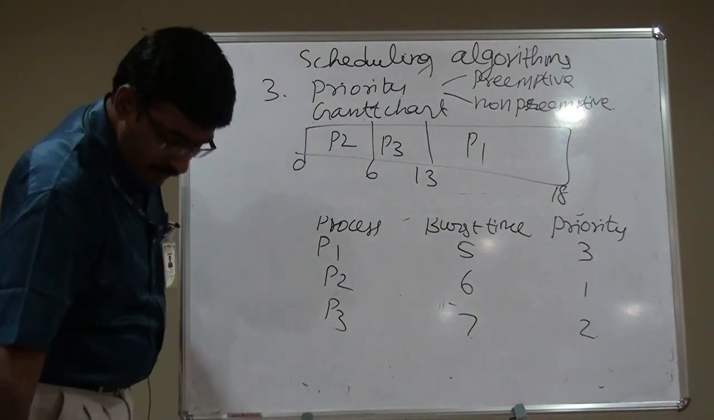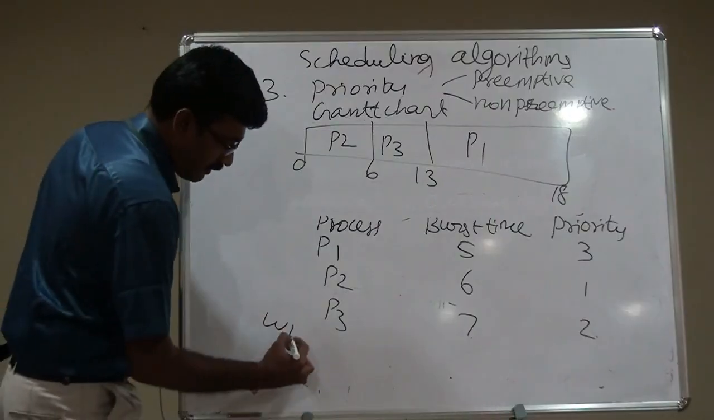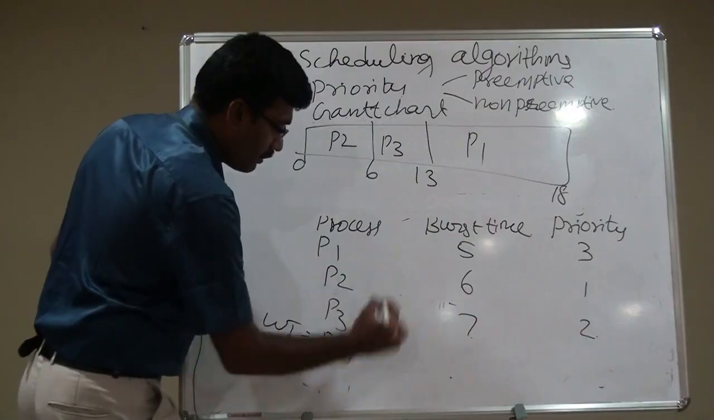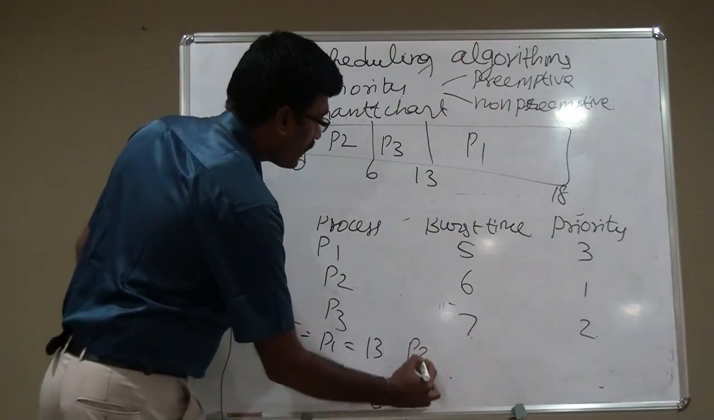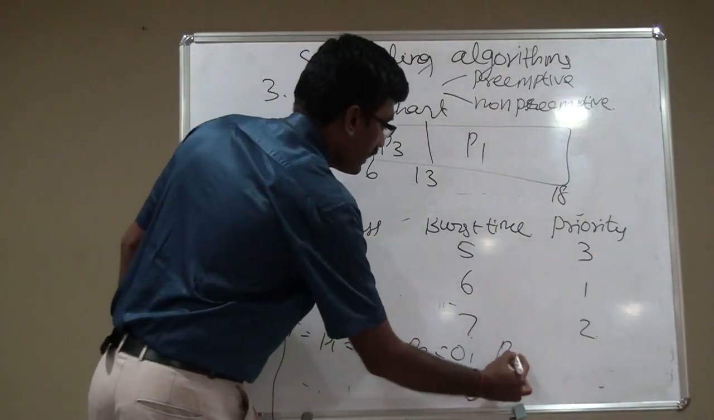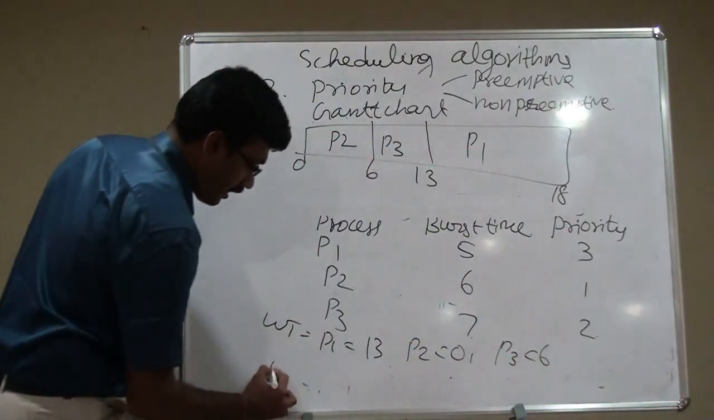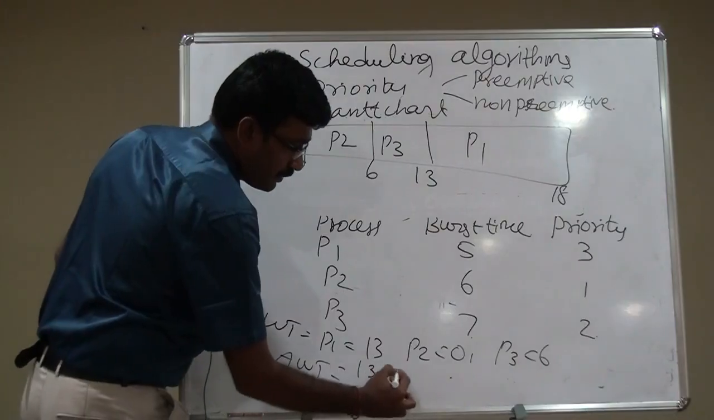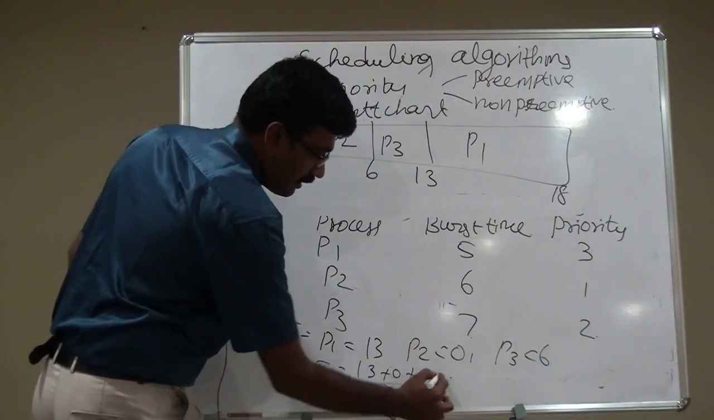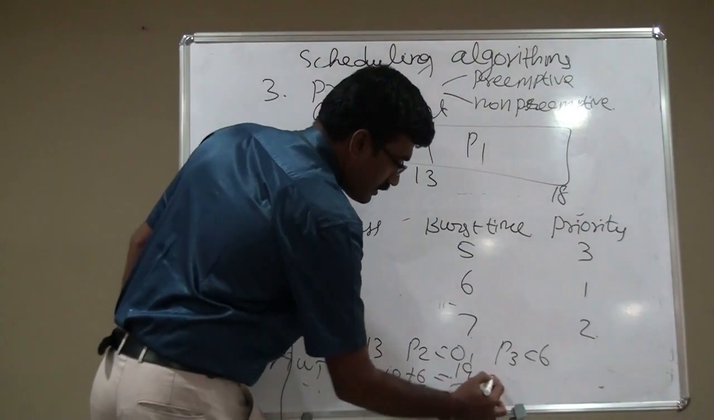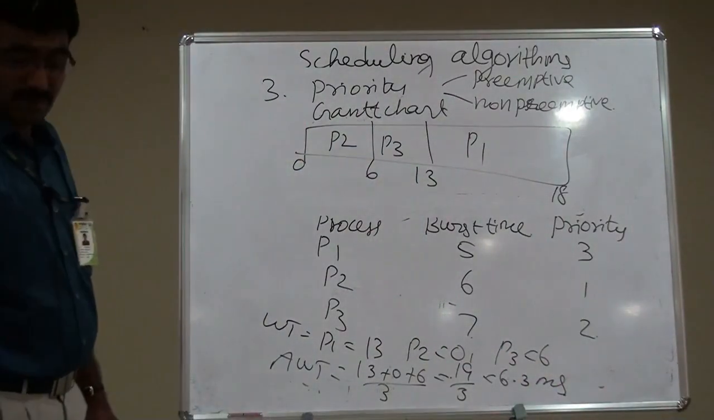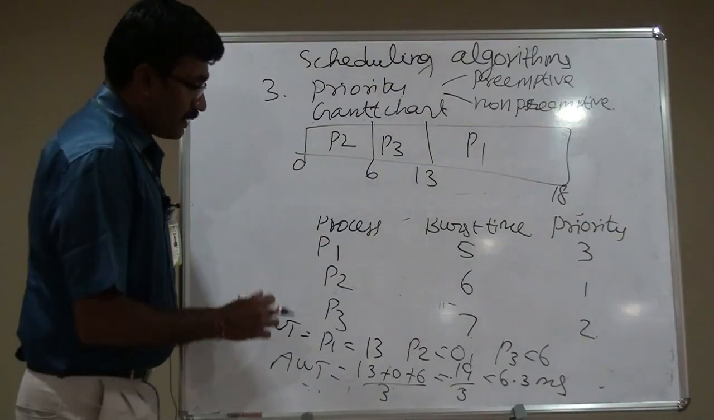Now waiting time. Waiting time for the P1 process is 13, P2 is 0, P3 is 6. Average waiting time: 13 plus 0 plus 6 by 3, 19 by 3, 6.3 milliseconds for the waiting time of the priority scheduling.